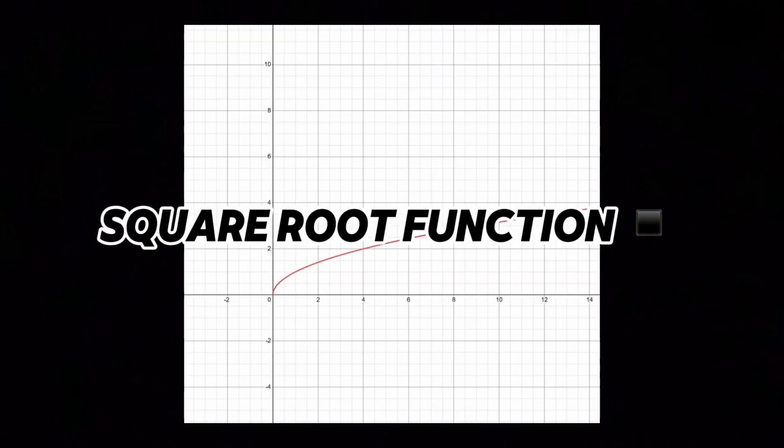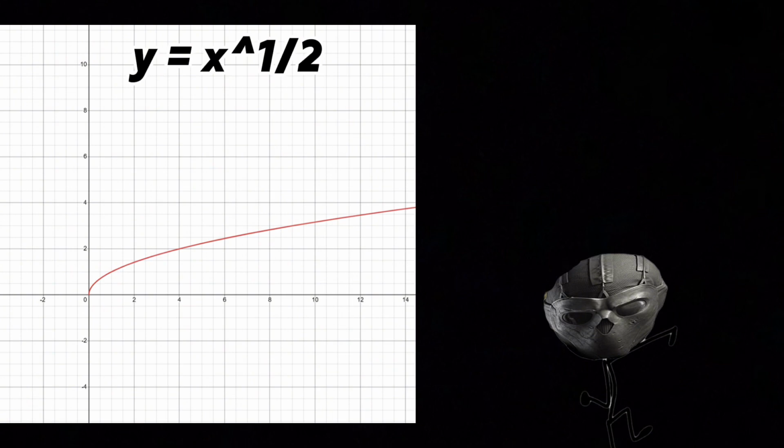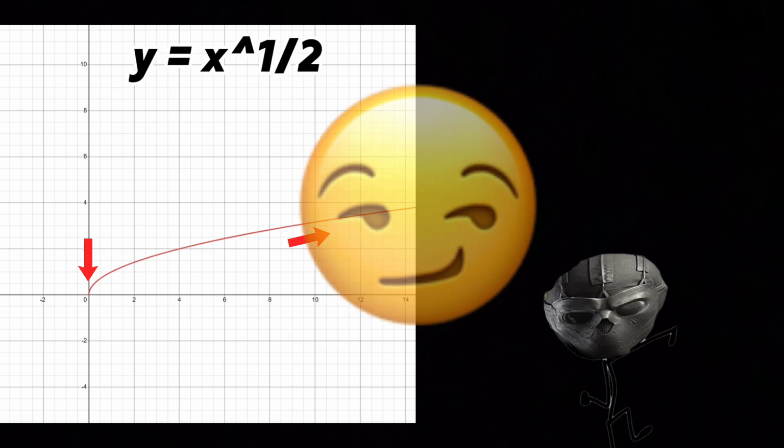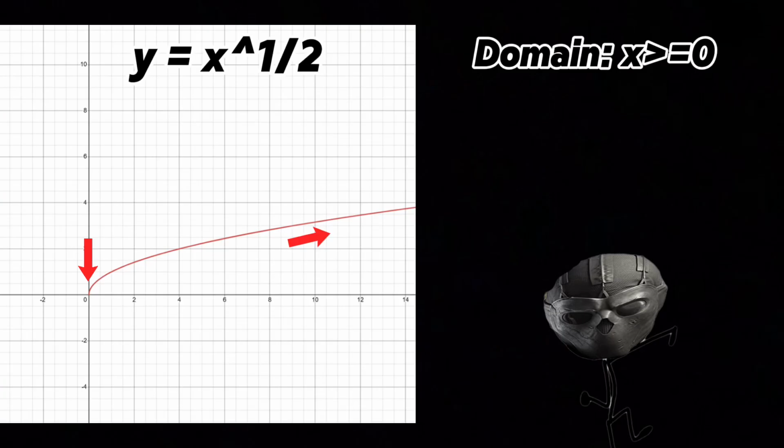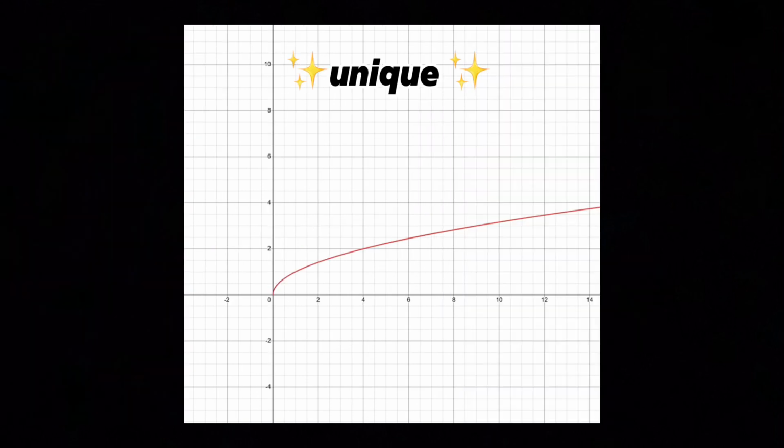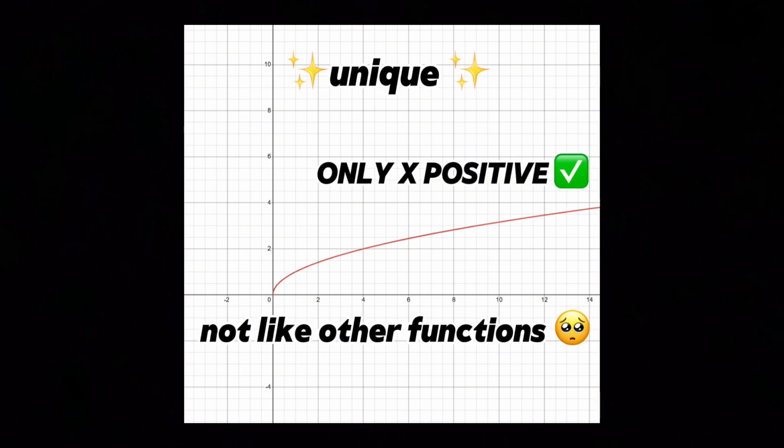Finally, the square root function, y = the square root of x. The graph starts at the origin and curves upwards and to the right. The domain is x greater than or equal to 0, and the range is y greater than or equal to 0. It's unique because it only exists for non-negative x values, unlike the other functions.